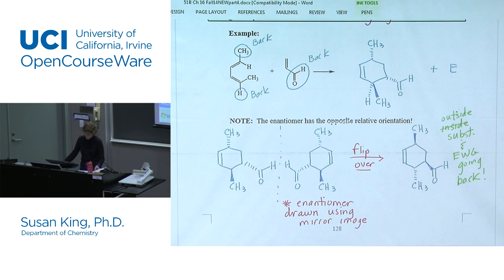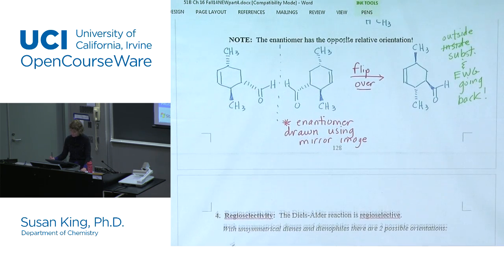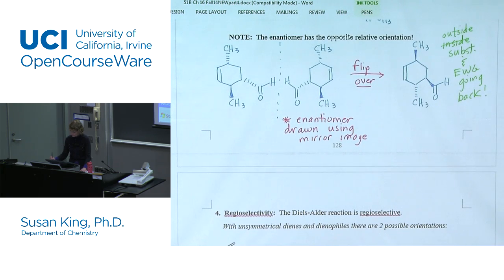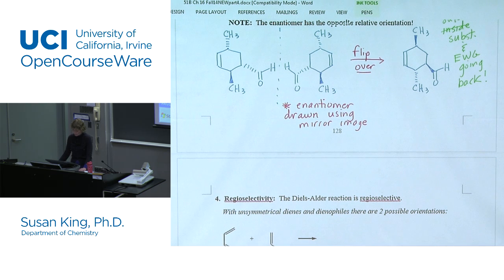All right, so regioselectivity is on the next page. The Diels-Alder reaction is regioselective with unsymmetrical dienes and dienophiles. There are two possible orientations.